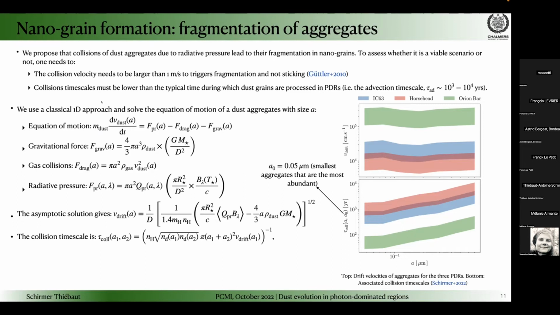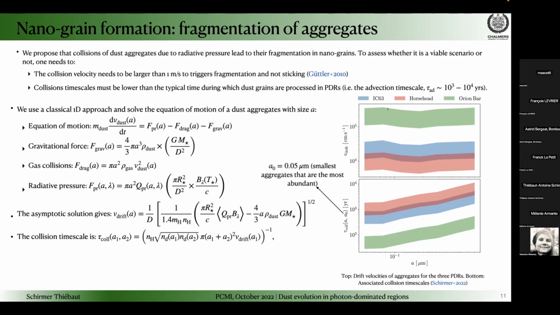So we use a classical 1D approach and solve the equation of motion of a dust aggregate which has size a. So you have the equation of motion with the radiative pressure force, the drag force due to the collisions with the gas, and the gravitational force. And the asymptotic solution of this equation provides you with the drift velocity. And from this drift velocity, you can define the collision timescale between an aggregate which has size a1 and another which has size a2.